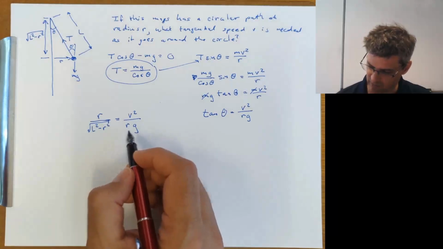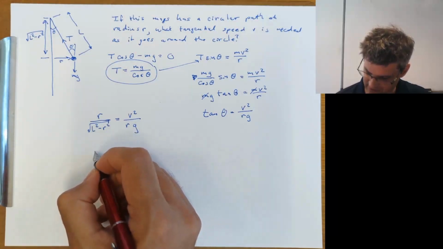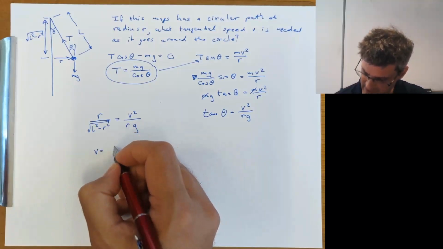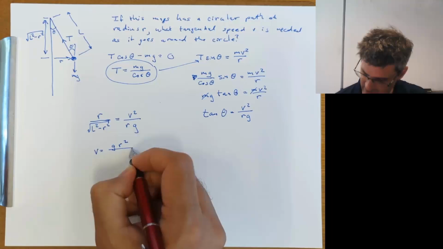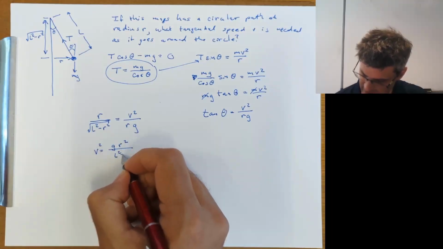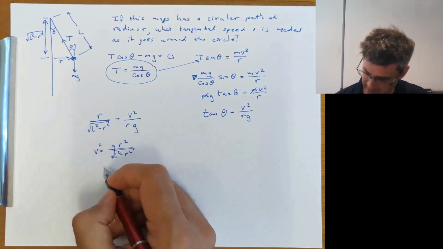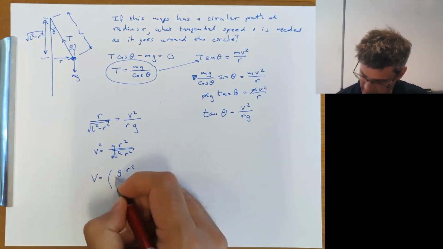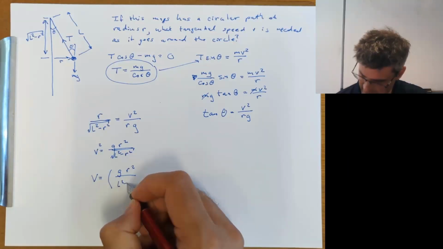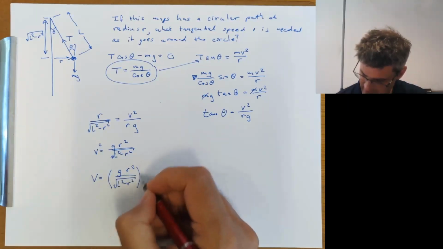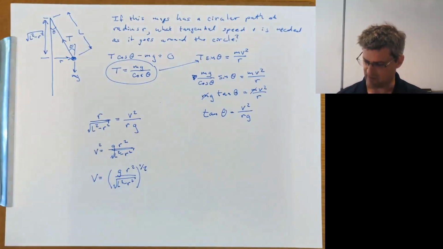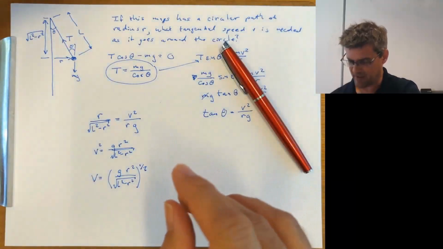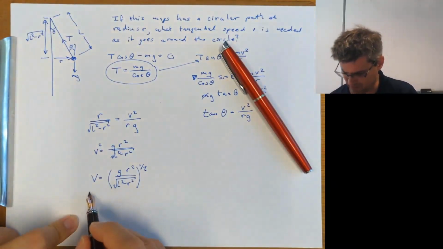Interesting. So if I was to solve this for the velocity that is needed for it to go around in a particular circle, the velocity is actually g r squared over L squared minus R squared, to the 1/2 power. This is the velocity that is required. Now, this looks kind of weird. I'm taking square roots of square roots.